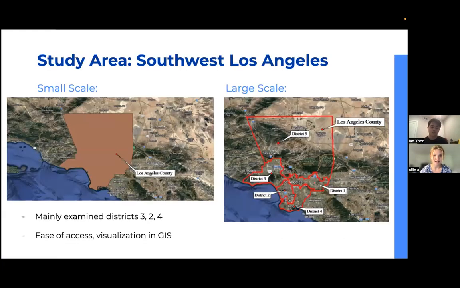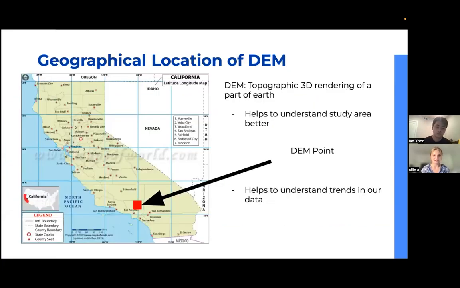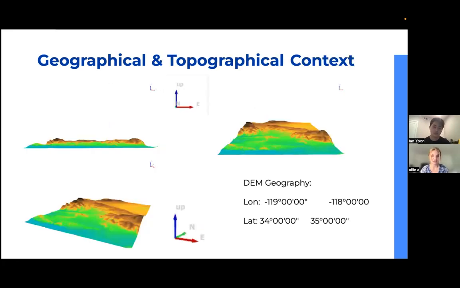So here are areas of interest. This is Los Angeles County, and we mainly examined districts 3, 2, and 4. Here is the geographical location of our digital elevation model that you'll see in the next slide. It's a 3D rendering of part of Earth for context, and it helps us to understand our study area better. Here is our geographical context. As you can see, Los Angeles is filled with mountain ranges and valleys, which is important in the context of groundwater interpolation and analysis.